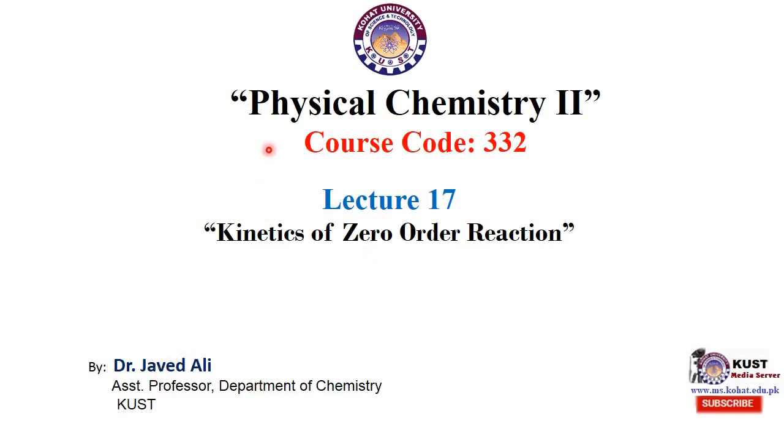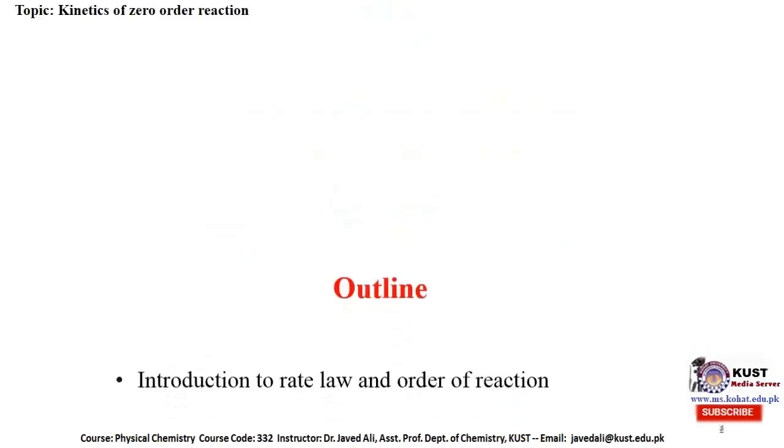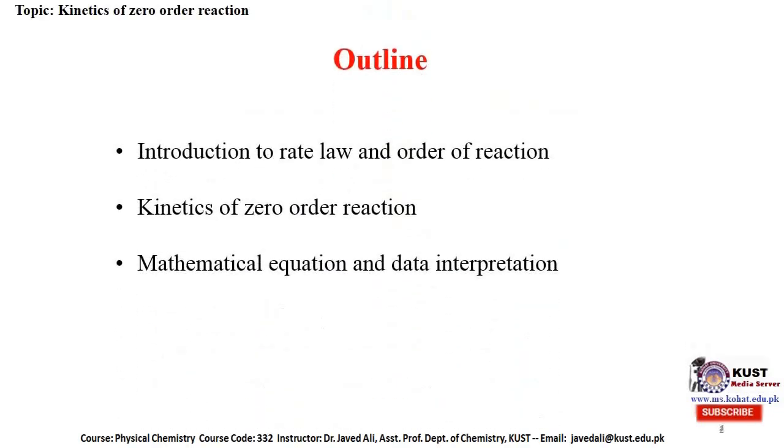Welcome to the course Physical Chemistry 2. Course code is 332. Today's topic is kinetics of zero order reaction. Outline of the topic: Introduction to rate law and order of reaction. Kinetics of zero order reaction, mathematical equation and data interpretation.